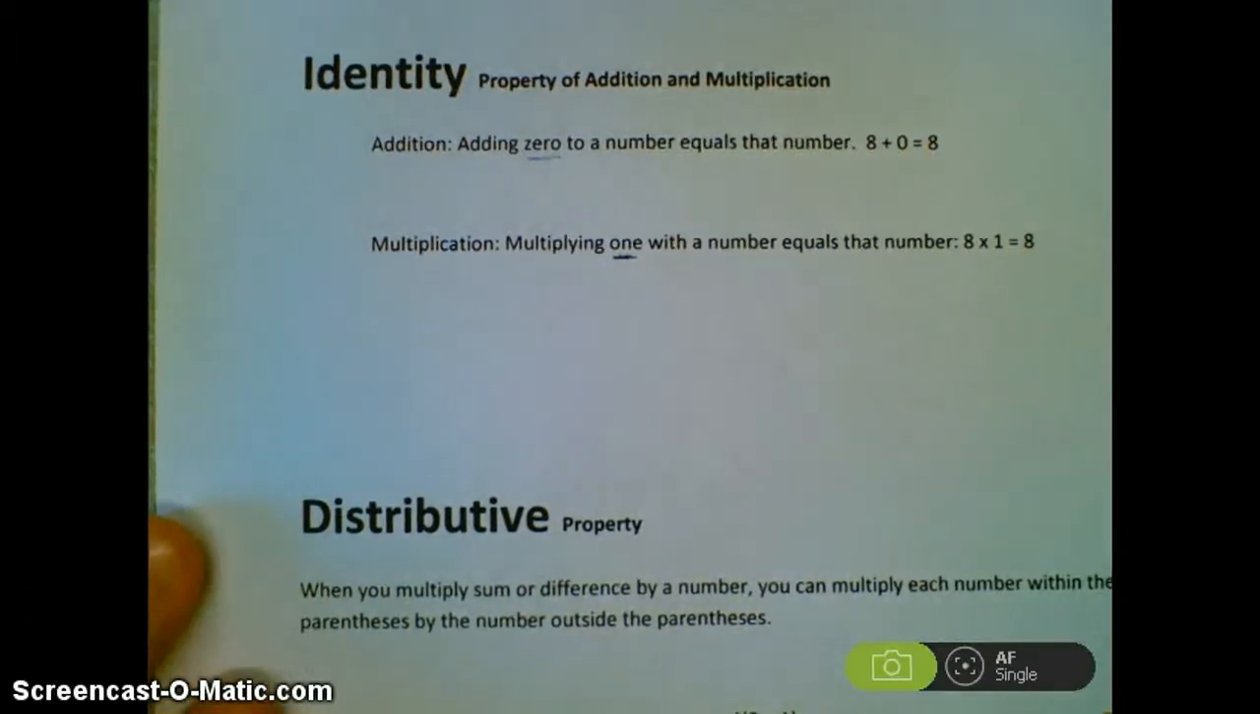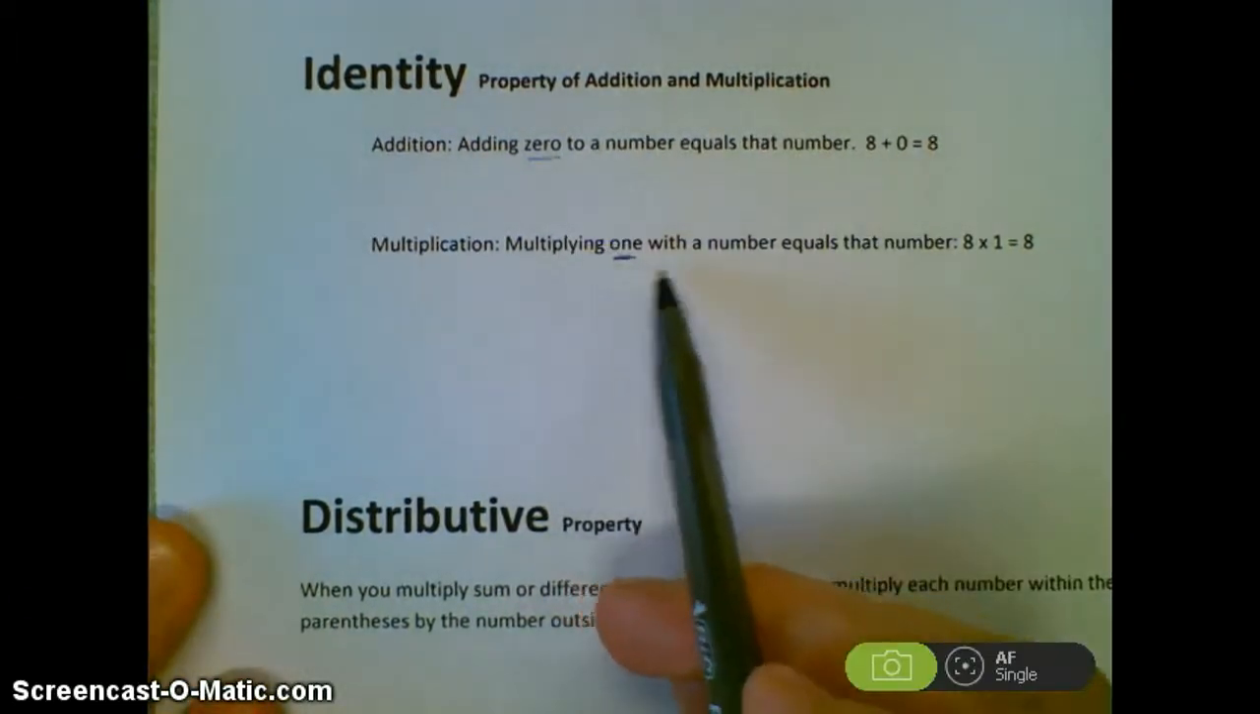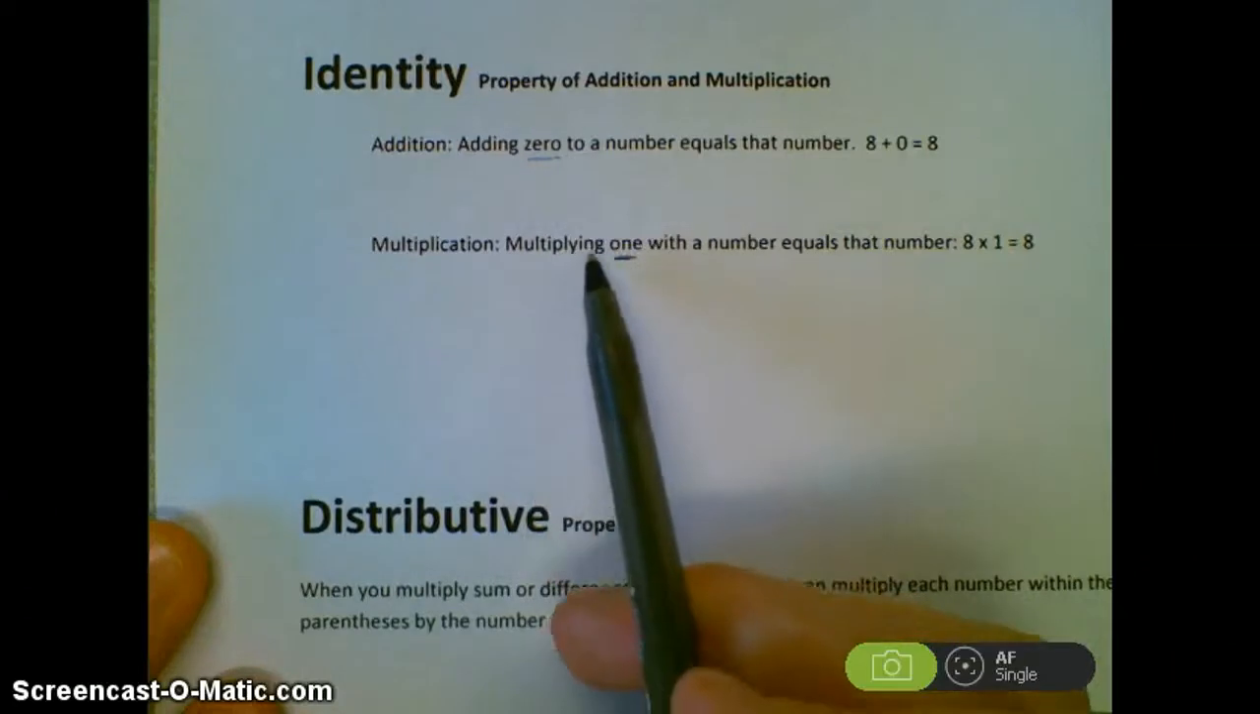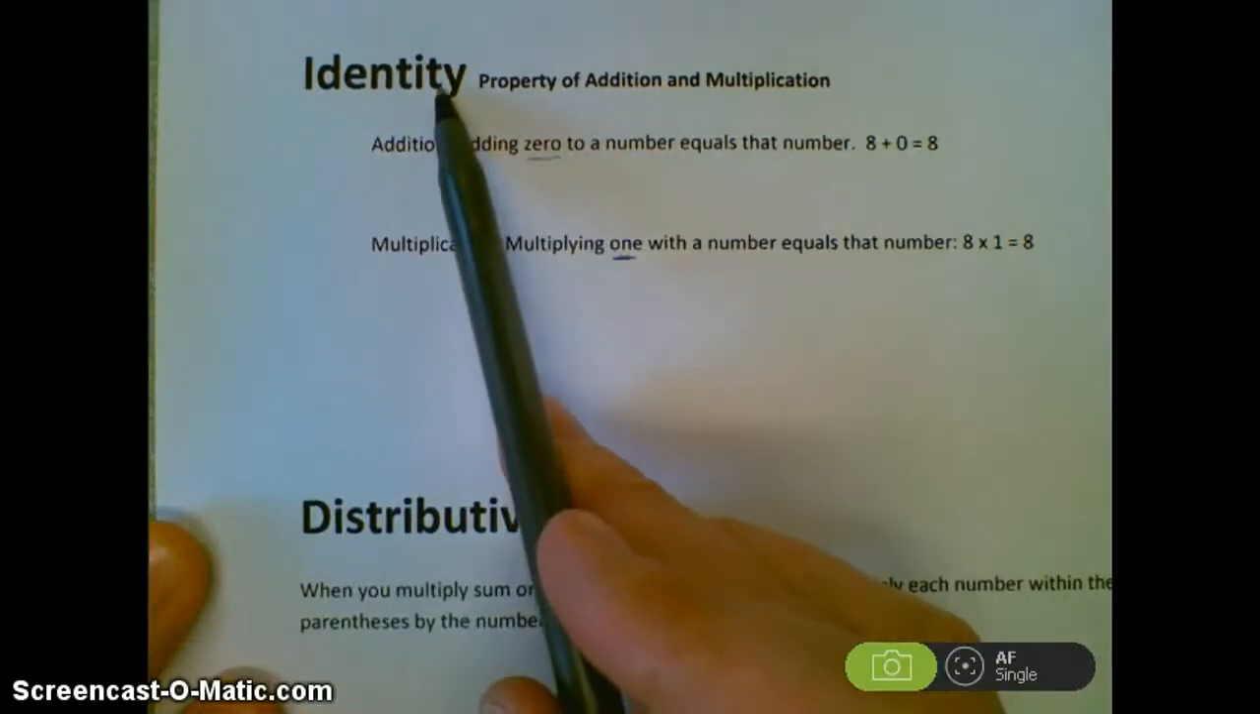Don't get those two confused. Don't think that multiplying 8 times 0 would be the identity property. It is not.